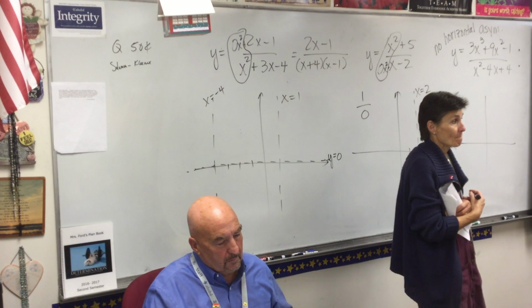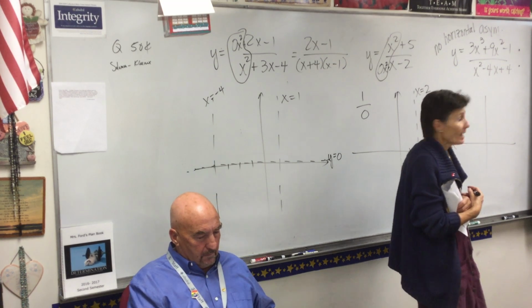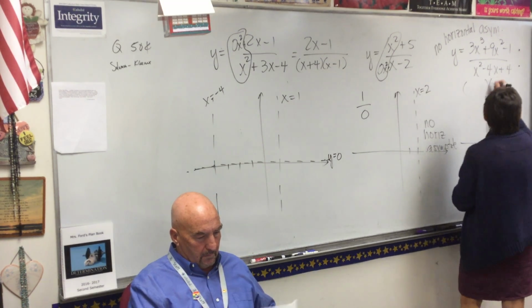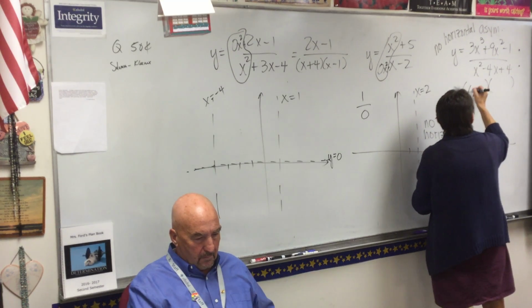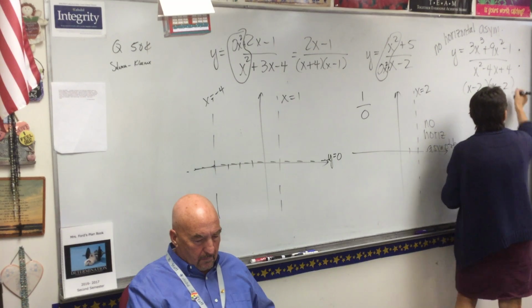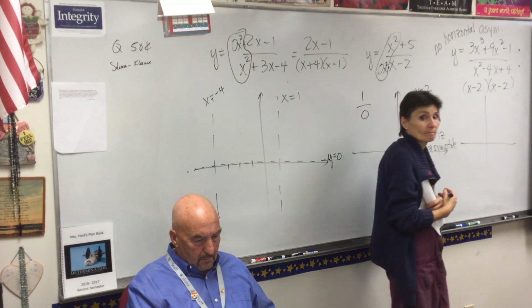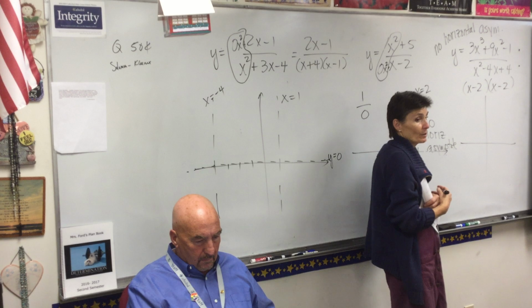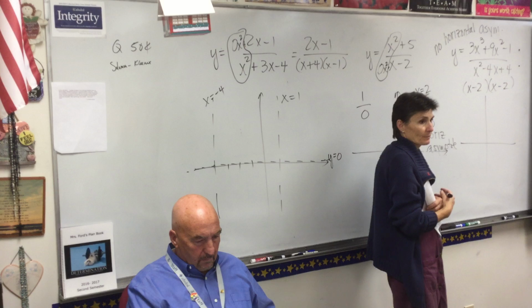Are there? Yeah, because that can factor. Okay, how does it factor? You're exactly right. How does it factor? X plus 2, x minus 2. X minus 2, x minus 2. Yeah, got it. You okay with that? Are there 2 vertical asymptotes? No, because they cancel out.